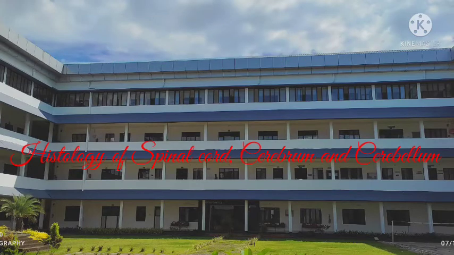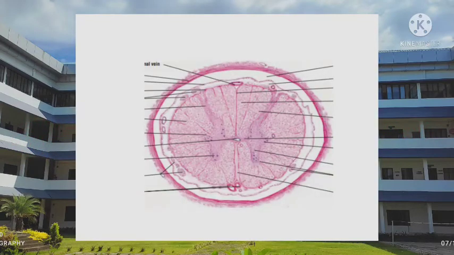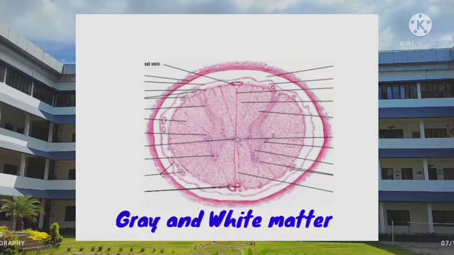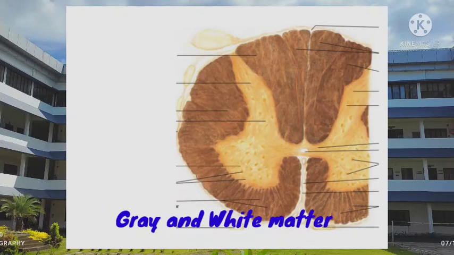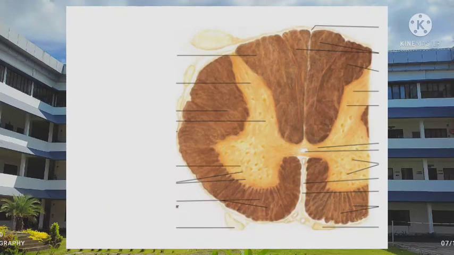Going to learn about histology of spinal cord, cerebrum and cerebellum. Gray and white matter of spinal cord. When we are taking a section through the spinal cord or through any part of the brain, it shows a certain region that appears whitish and others that have a darker grayish color. These constitute white and gray matter respectively.